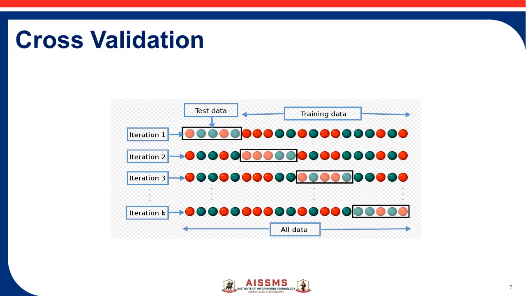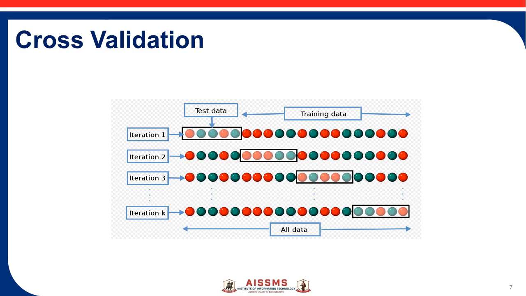As we can see, there are 20 different data instances present. In the first iteration we are going to use the first 5 data instances as the test dataset and the remaining instances as the train dataset. Then in iteration 2, we are going to change our test and train datasets, meaning we are going to use the next 5 instances as the test dataset and the remaining instances as the train dataset.